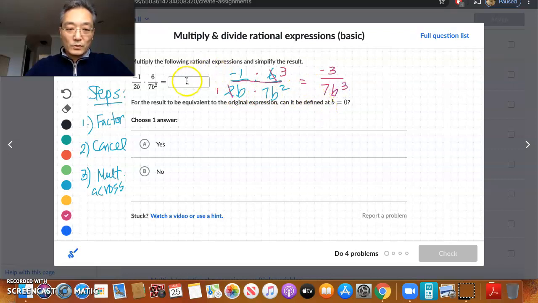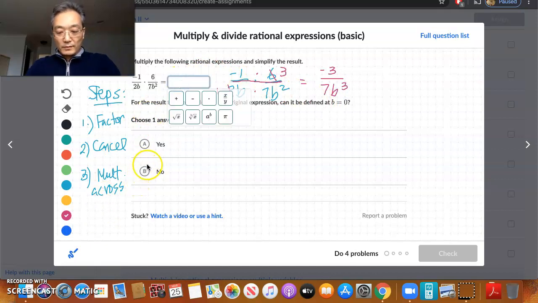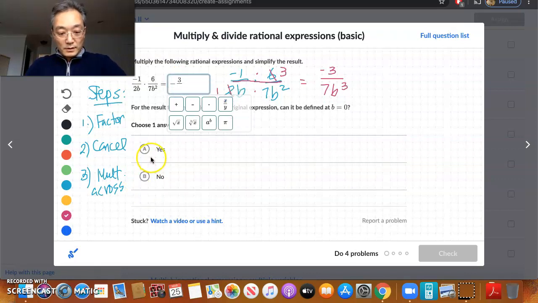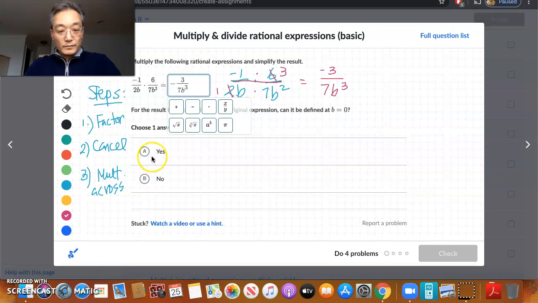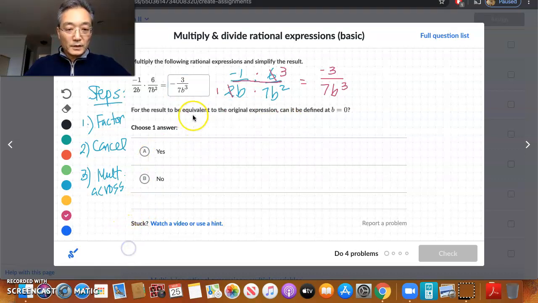Okay, so we're going to type that in now. We have -3 over 7b cubed. They also want us to identify the values for b for the result to be equivalent to the original expression.